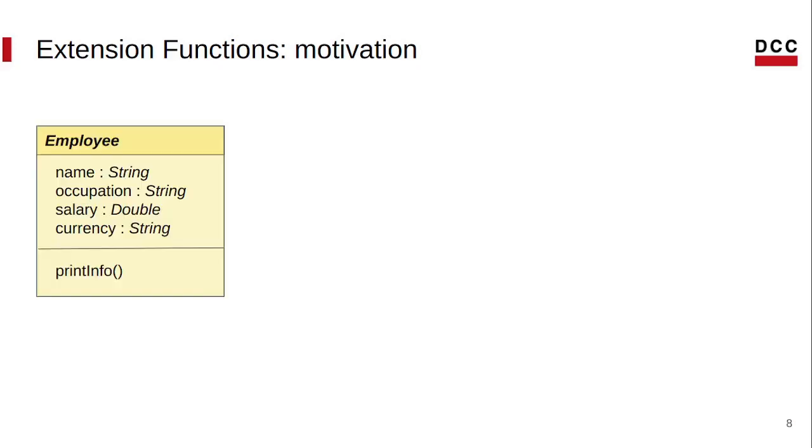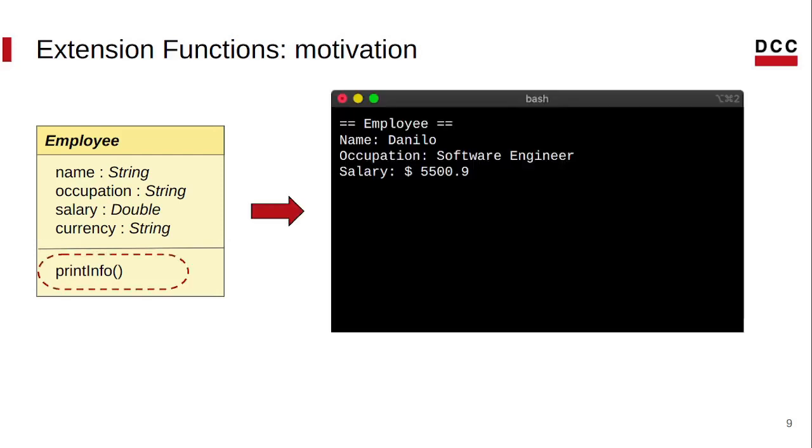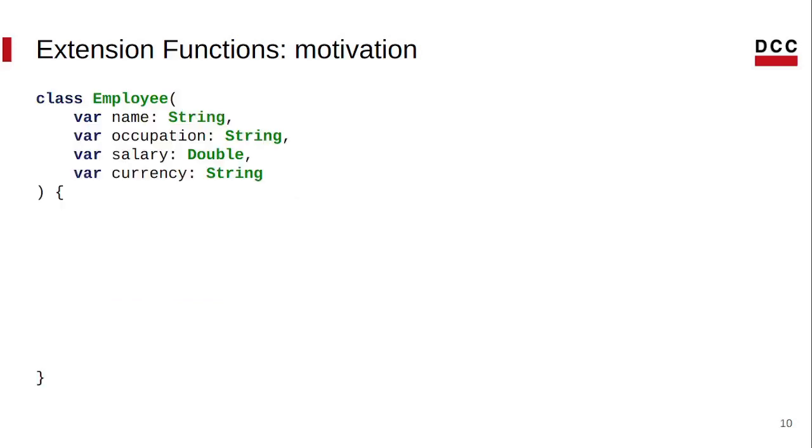Suppose that we want to represent an employee entity. We can create a class with the following attributes: name, occupation, salary, and currency, which describes the system of money used by the employee. We want to use the printinfo function to output the data about an employee, as shown on the screen on the right. We can represent this abstraction using a class in Kotlin that will have the attributes of an employee, and a function to generate our desired output.